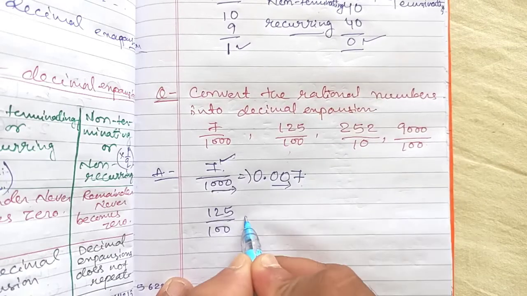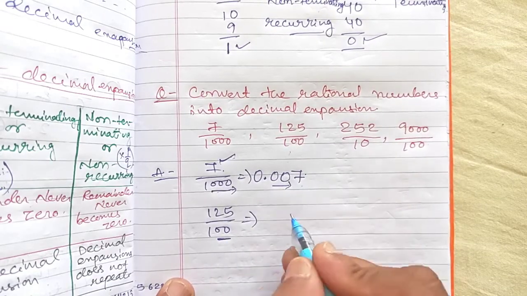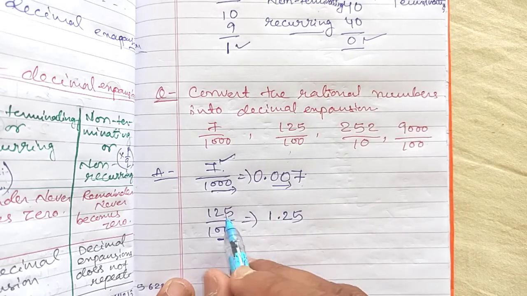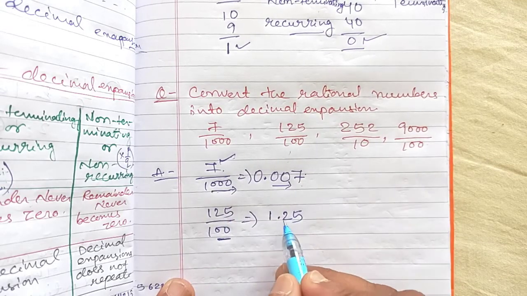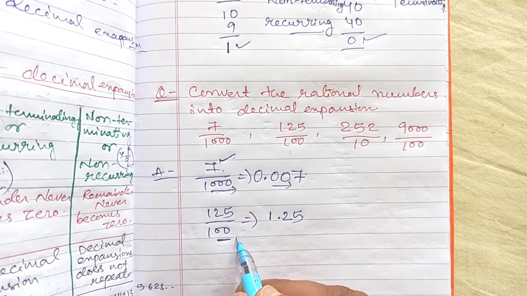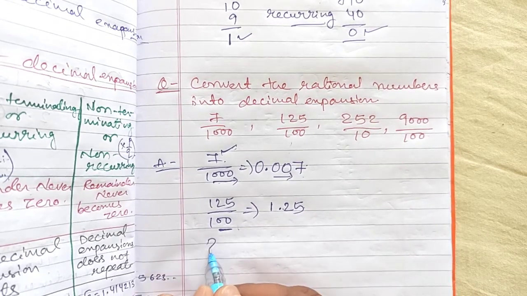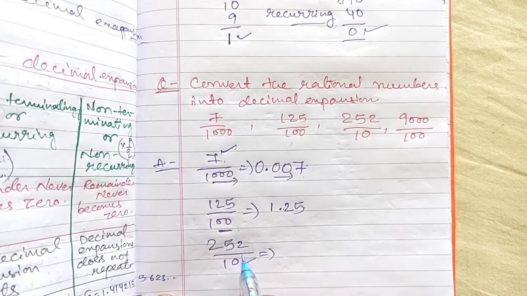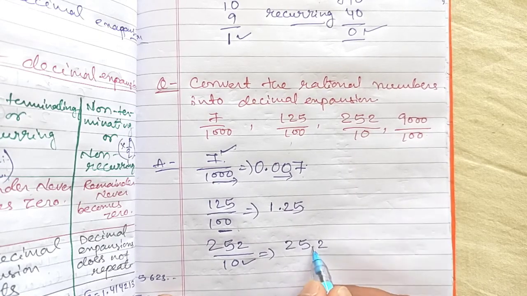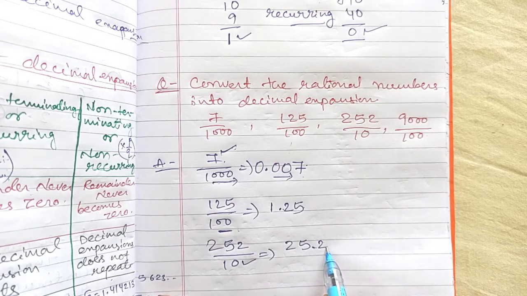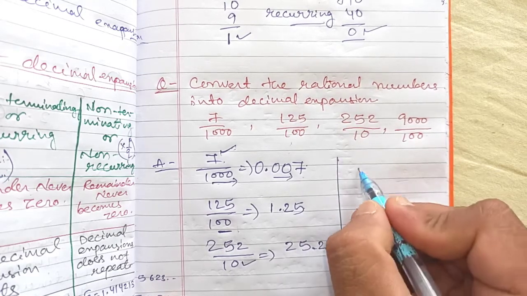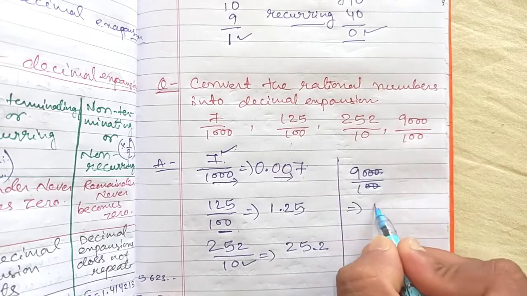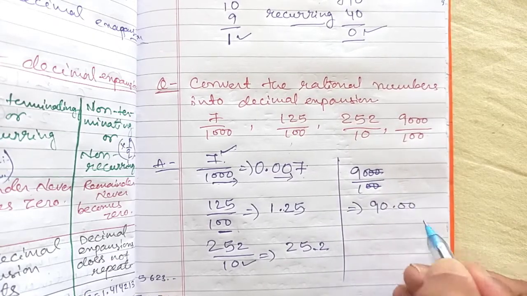125, in the denominator how many zeros are there? 2 zeros are there. So after the decimal 2 numbers should be there. I wrote 125, I put a decimal, and after the decimal 2 numbers are there because in the denominator 2 zeros are given. Okay, similarly 252 by 10. As 1 zero is there, after the decimal 1 number should be there. So here I will put the decimal. So after the decimal 1 number is there. Okay, so in this way you can solve. 9000 divided by 100. 2 zeros we can cancel. What we got? 90. Okay, 90.0 also you can write.